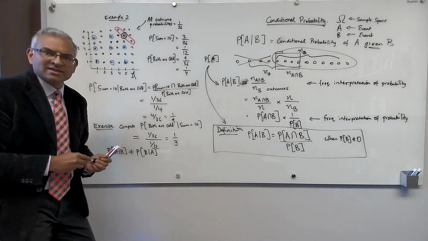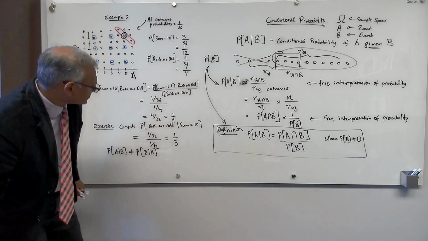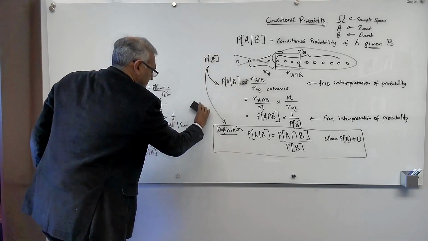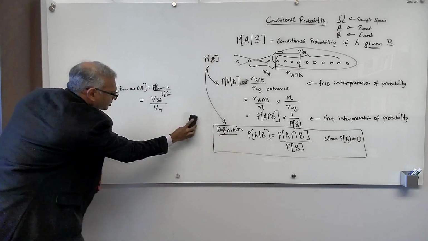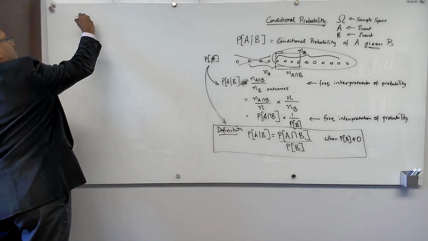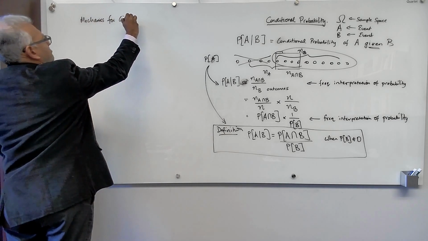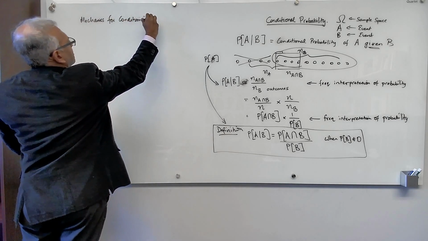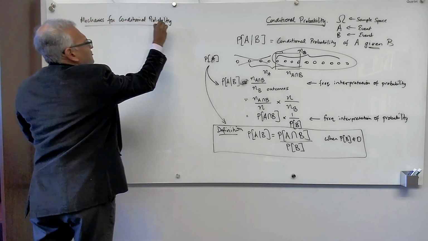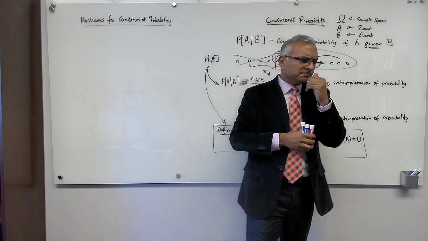So now let's summarize the mechanics for computing a conditional probability. Let's erase. And summarize the mechanics for computing conditional probability. And it's not very different. It's not much more complicated than computing a regular probability.